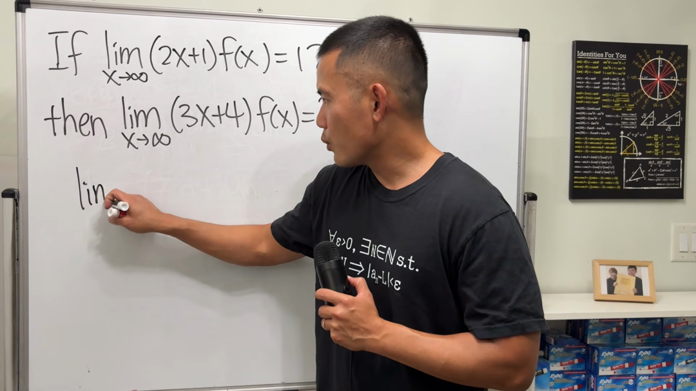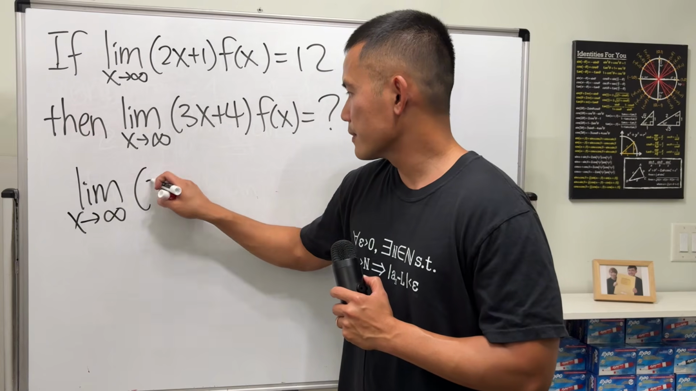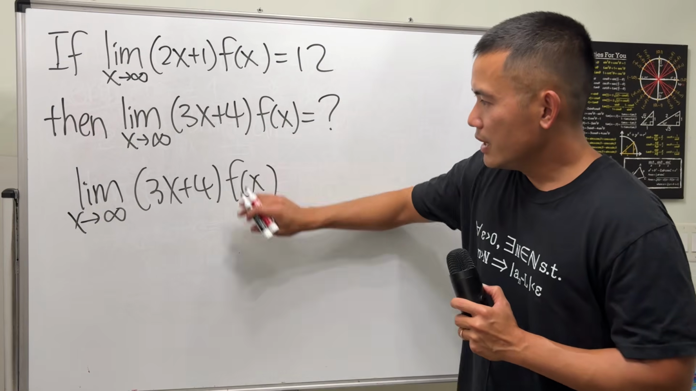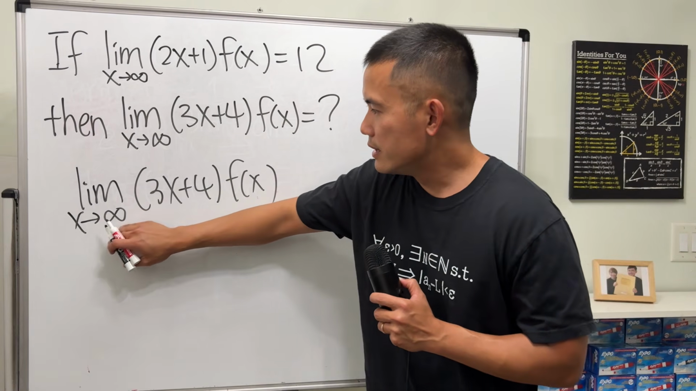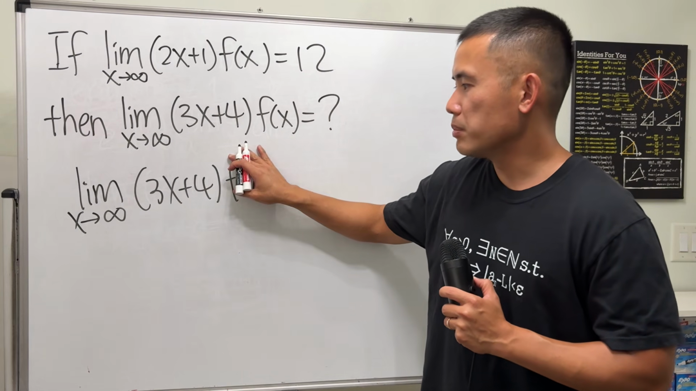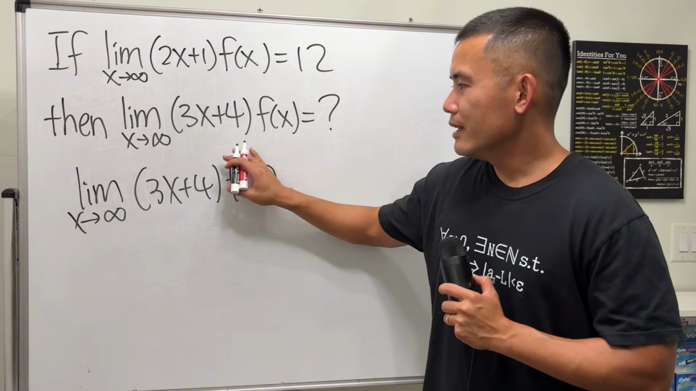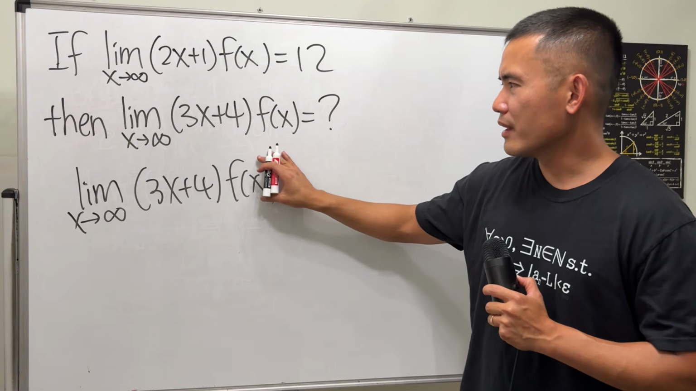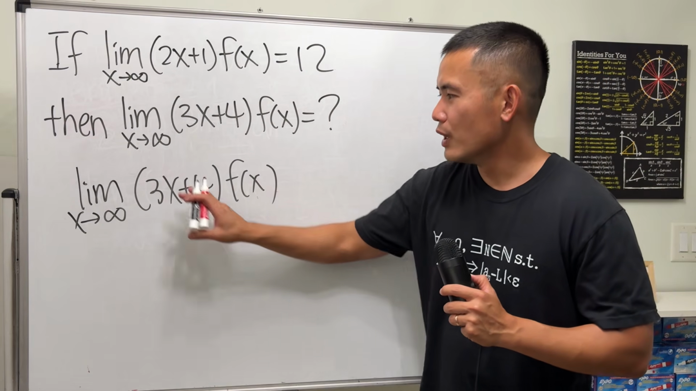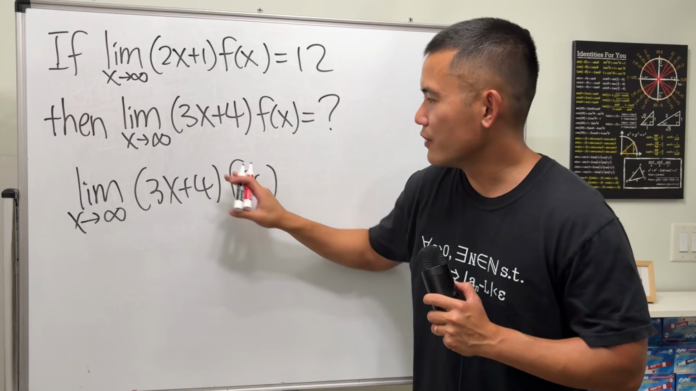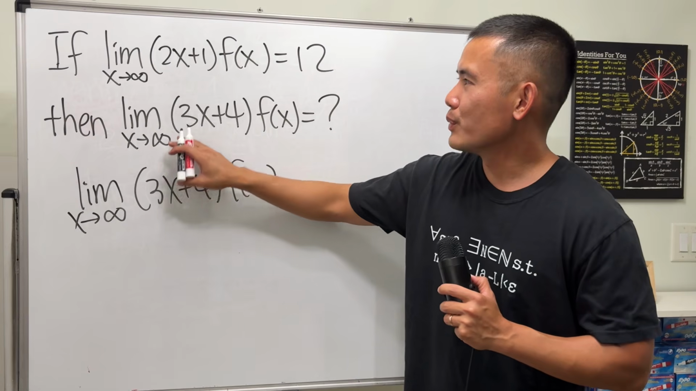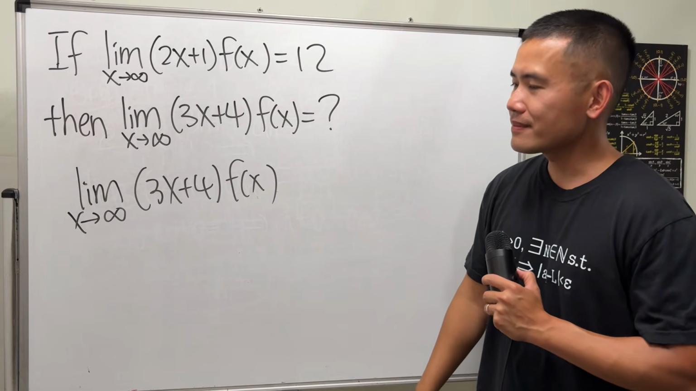So let's go ahead and write down whatever we are trying to do, which is this limit. By the way, let's think about it. If you don't have f(x), what's this limit right here? That would simply be infinity, right? 3 times infinity plus 4. You have infinity times something, and then what do we know though? Well, we cannot say anything, because what if the limit as x approaching infinity of f(x) is equal to 0? In fact, in this case, yes, because otherwise the first one wouldn't converge to 12.